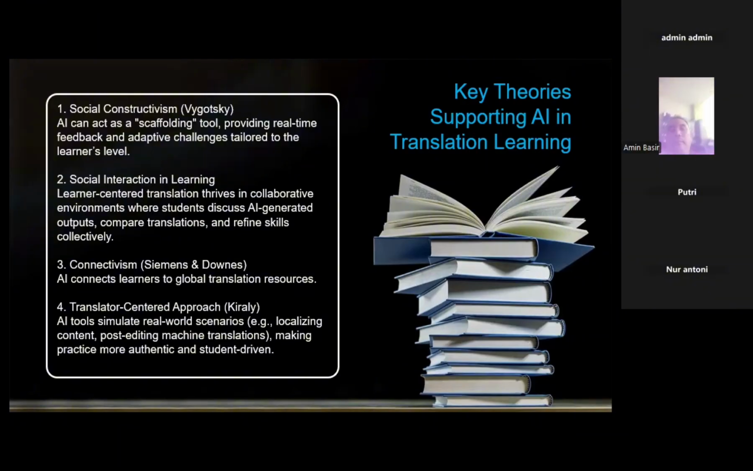And then connectivism, developed by Siemens and Downes. Here, the AI connects learners to global translation resources. And then related to translator-centered approach theory from Donald Kiraly, AI tools simulate real-world scenarios, for example, localizing content and post-editing machine translation, making practice more authentic and student-driven. So these are the key theories supporting AI in translation learning.